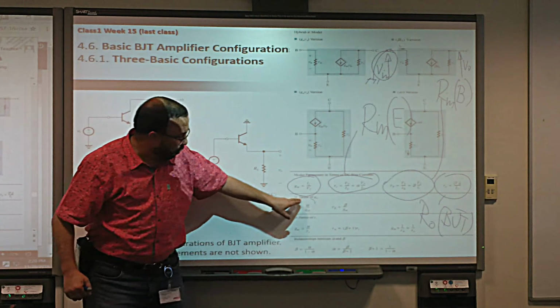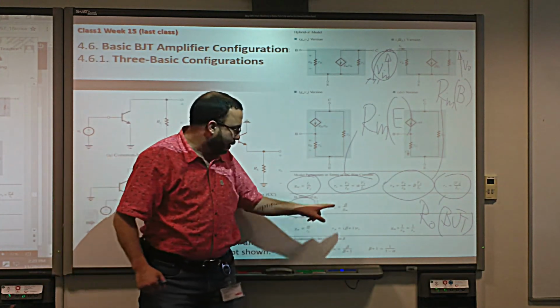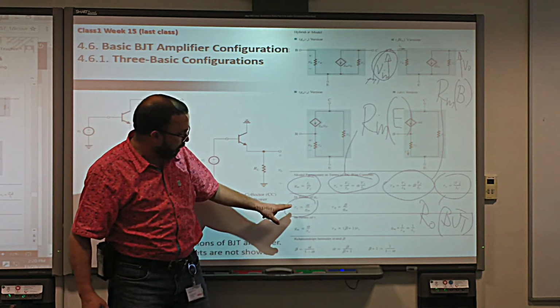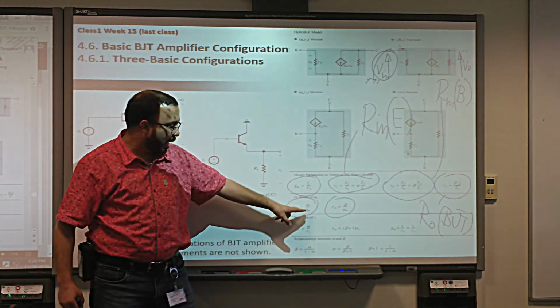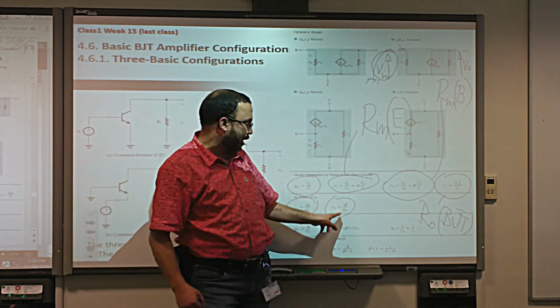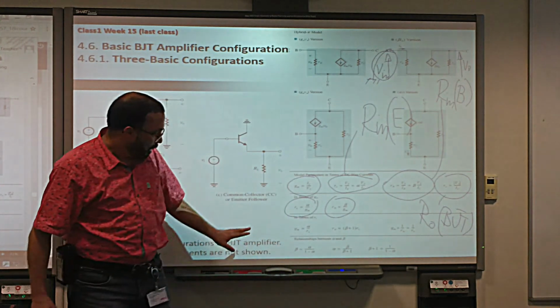Good. So we also found the parameters RE and R pi. Alpha over GM for RE and R pi is beta over GM. Good. That's it.